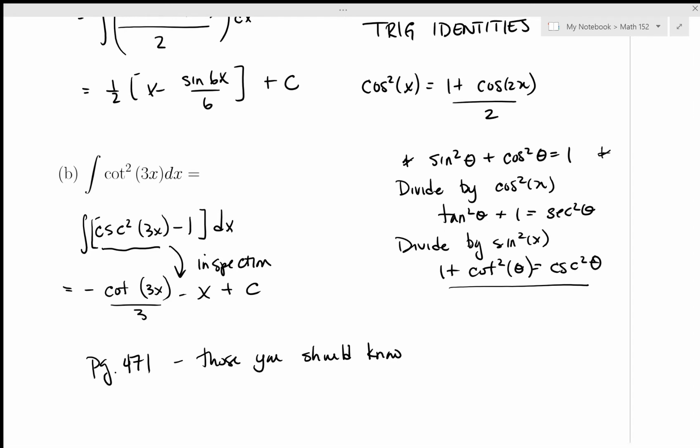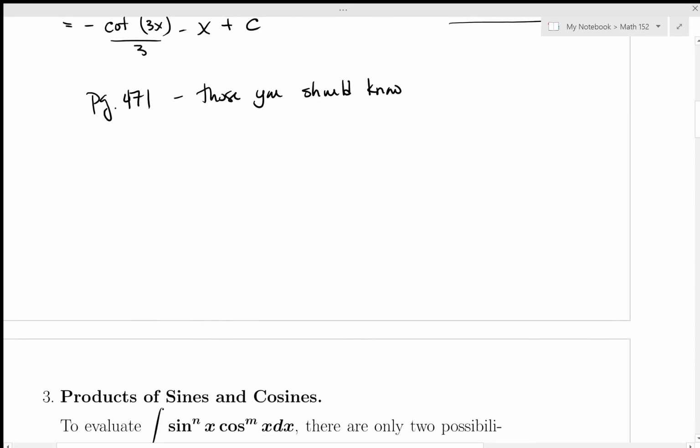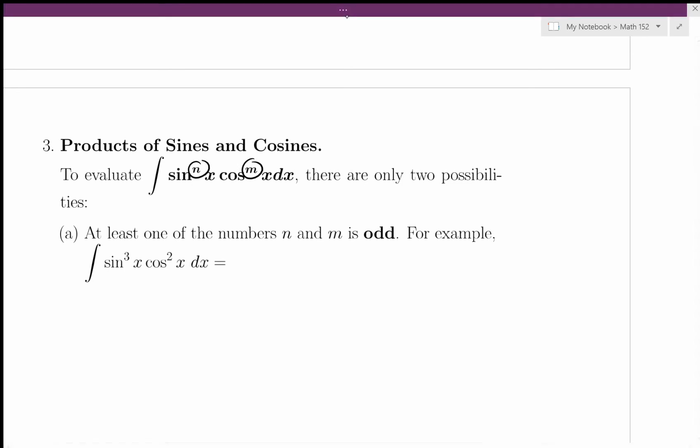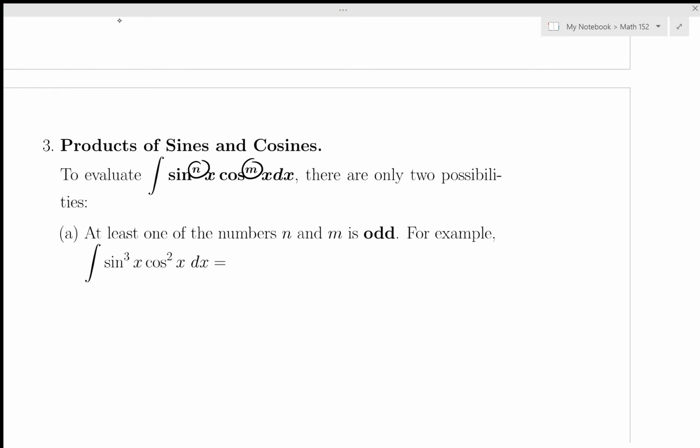Next strategy: if we've got a product of sines and cosines, there's two possibilities, in fact, in that case. At least one of the numbers is odd, that's a possibility, or they're both even, that's the second possibility. We're going to handle the first possibility first. At least one of these exponents, m and n, is odd. So in that case, we are going to proceed as follows.